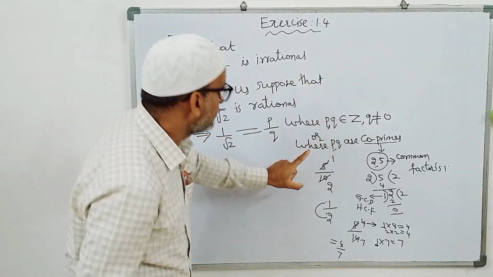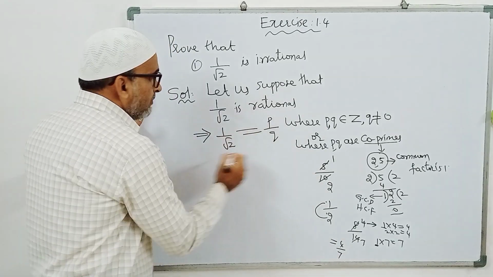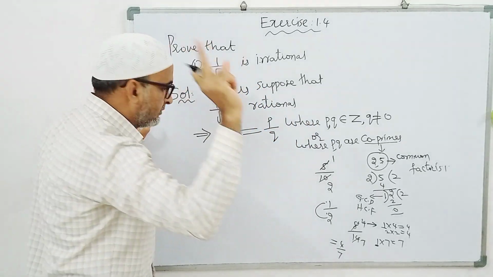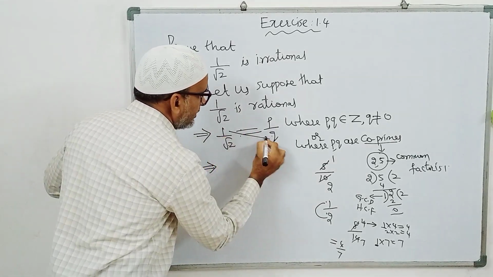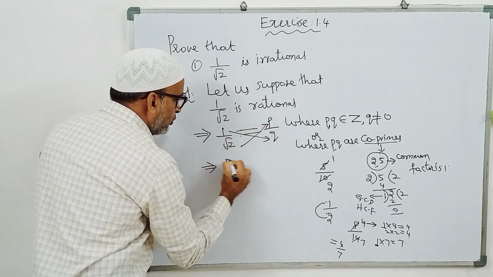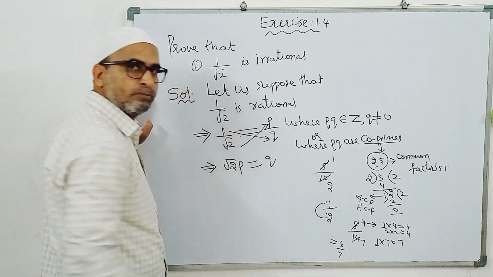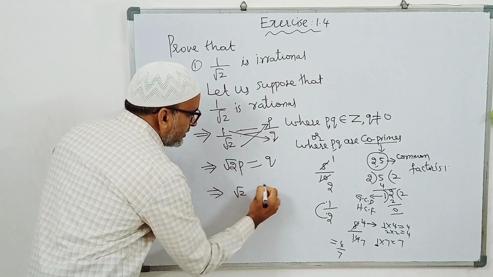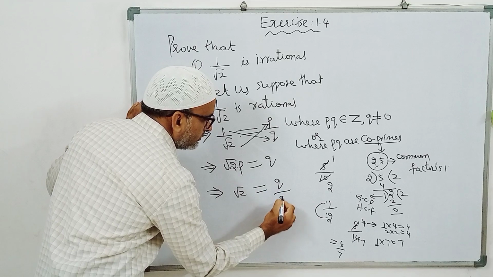Instead of writing this sentence, you can write this sentence also. Now it implies that co-primes means they will have only one common factor, that is 1. Now fraction is equal to fraction, cross multiplication. Implies root 2 into p, root 2 p is equal to q. This p, root 2 is equal to q.